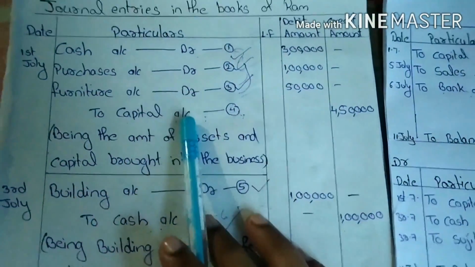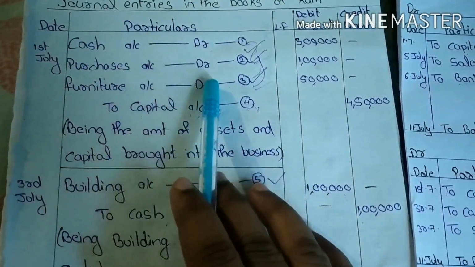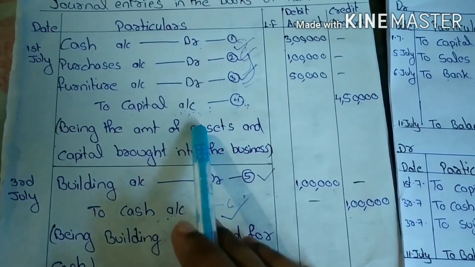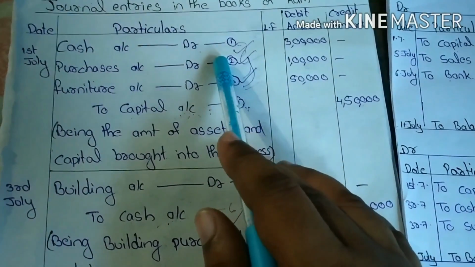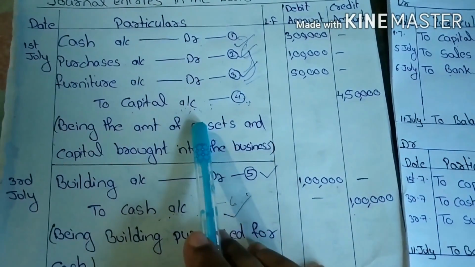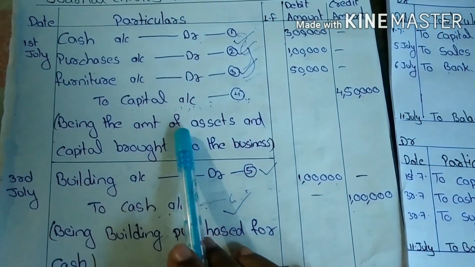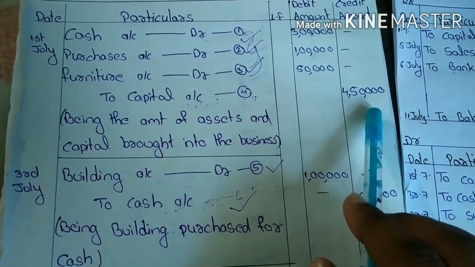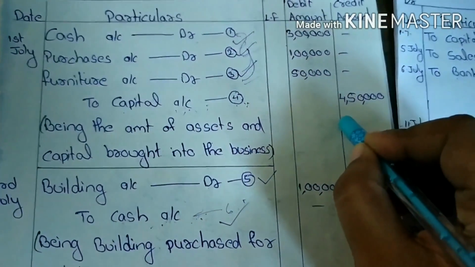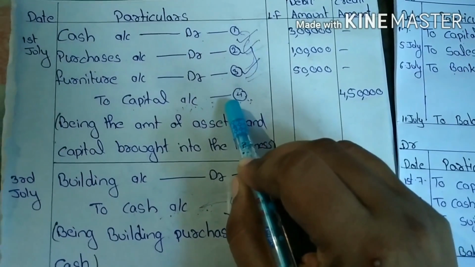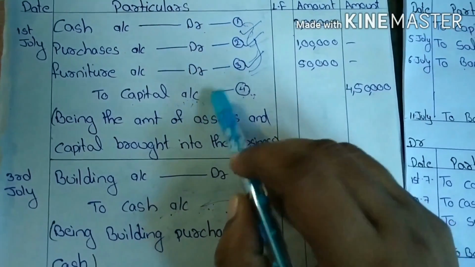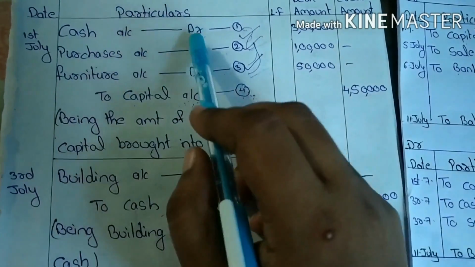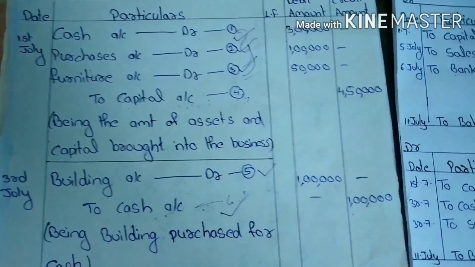See the first entry: cash account debit, purchase account debit, furniture account debit, to capital account. This is a compound entry, so there is more than one debit. Here there are 3 debits and 1 credit. Total capital was 4,50,000. Of this 4,50,000, 3 lakhs belongs to cash because he brings 3 lakhs as capital. So the cash account should be on the debit side.